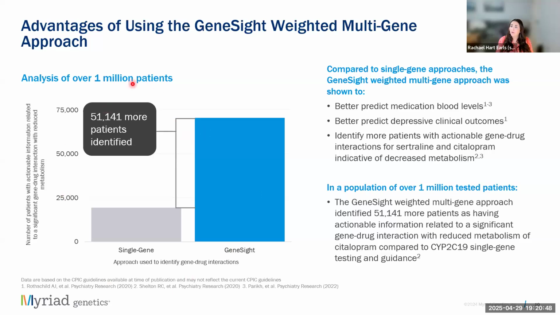And importantly, if you focus your attention to this graph here on the left, what this shows you is that when you use this approach, so looking at multiple genes and their relative contribution, you can actually identify 5 times more patients with genetic results that indicate a significant gene-drug interaction rather than just looking at single genes alone. So looking at the impact of multiple metabolic pathways for each medication has been shown to have better predictability of blood levels of drugs and clinical outcomes. So when you ask, why should I care? This is the reason why this is important, because these methods can lead to different clinical outcomes.